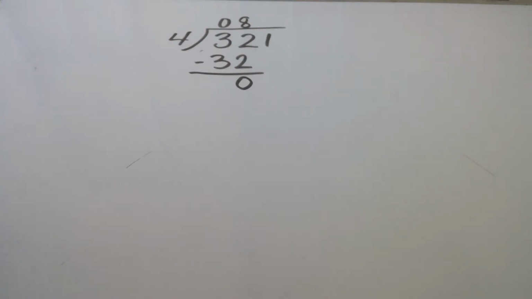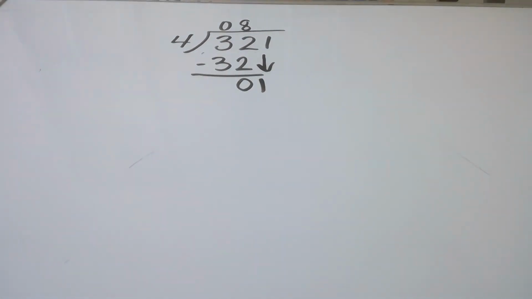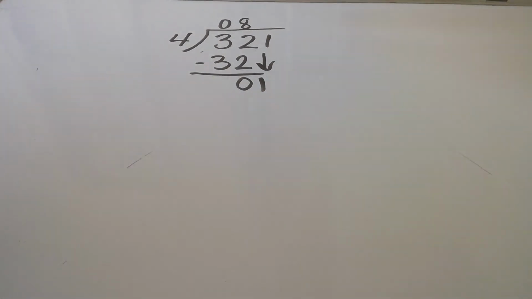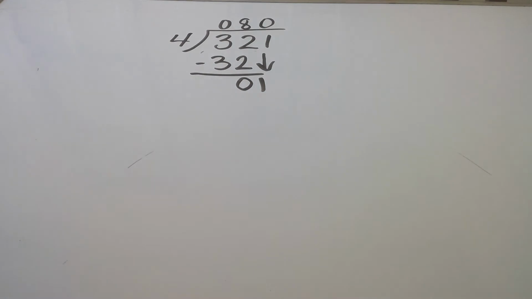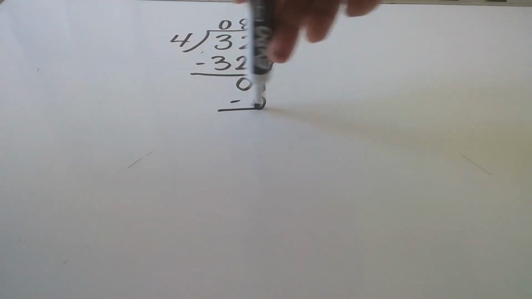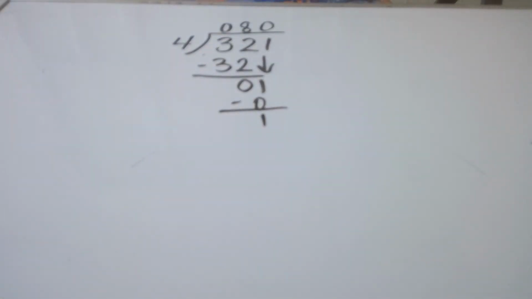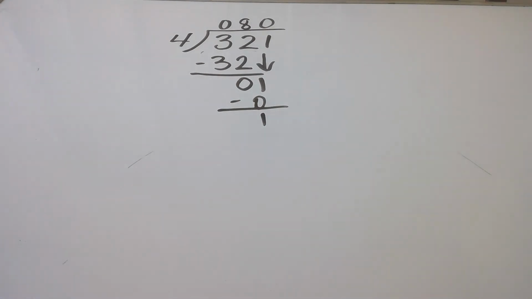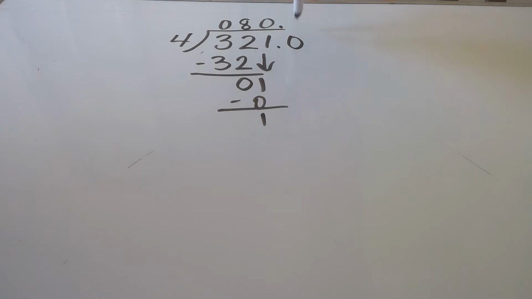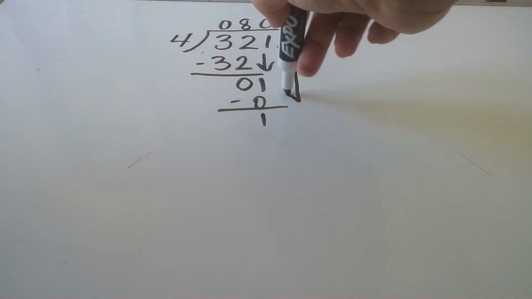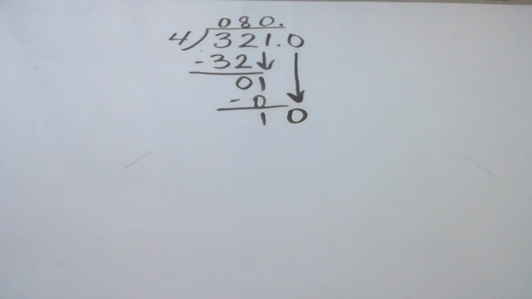We bring down the 1. 4 goes into 1 how many times? It doesn't. It goes in 0 times. 0 times 4 is 0. And when you subtract, you get 1. Let's add a decimal. And remember, we're going to try and take our answer at least to 2 decimal places.